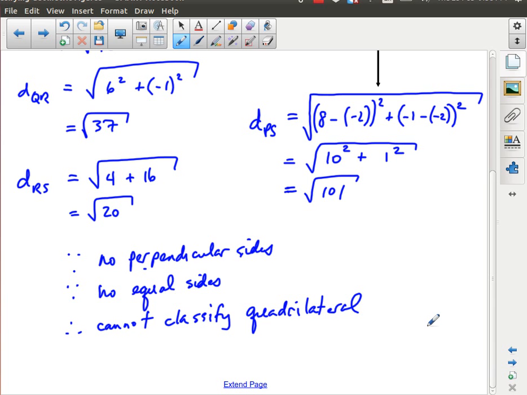Okay, so that got a little long in the end just because of the number of calculations we had to do. But those are the tools that you can use. Basically, it's looking at slopes and distances and comparing them to classify different shapes, whether triangles or quadrilaterals.